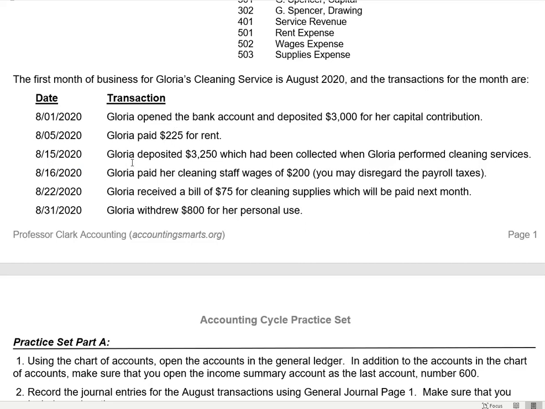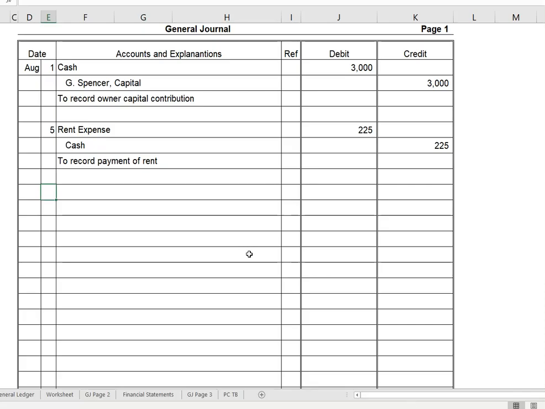On August the 15th, Gloria deposited $3,250, which had been collected when she performed her services. All right, so she's already performed her services, right? So she's satisfied the performance obligation, and that means she can earn her revenue of $3,250. Revenue accounts increase on the credit side, so we'll be crediting service revenue. It says she deposited the $3,250, which means she put cash in her account, so we're going to debit our cash account.